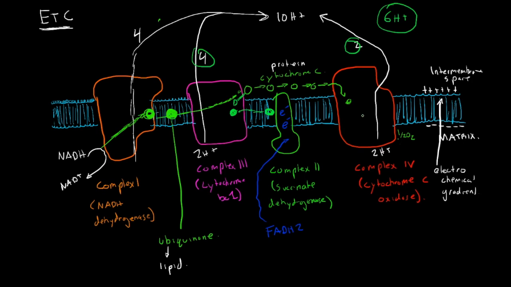The ETC, interestingly enough, is also a target for many poisons. It targets this complex 4. When complex 4 is no longer working, everything else shuts down. So nothing works without complex 4. And that's it for the electron transport chain. Next, I'm going to talk about chemiosmosis.